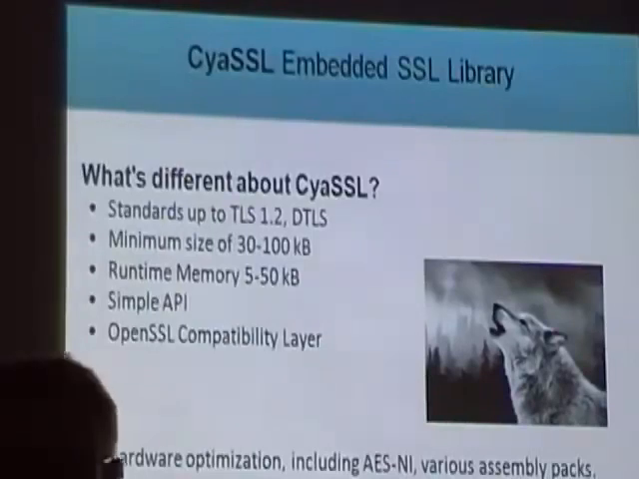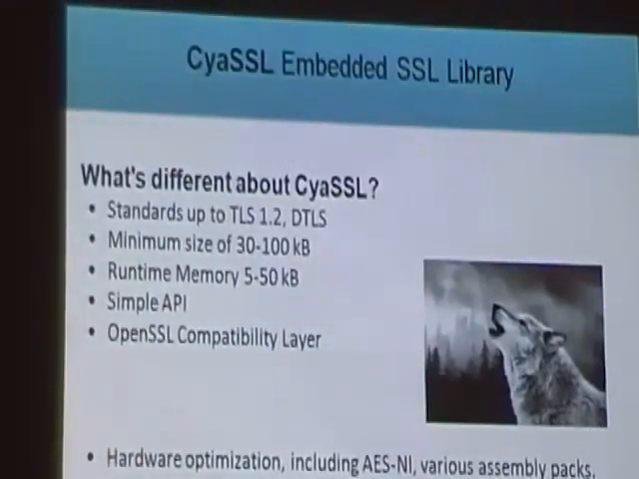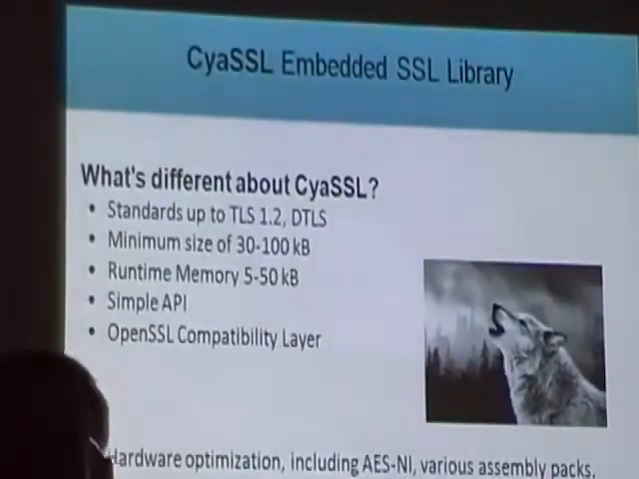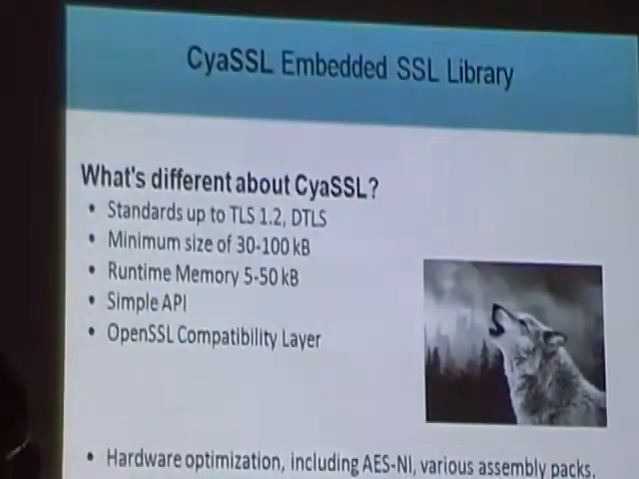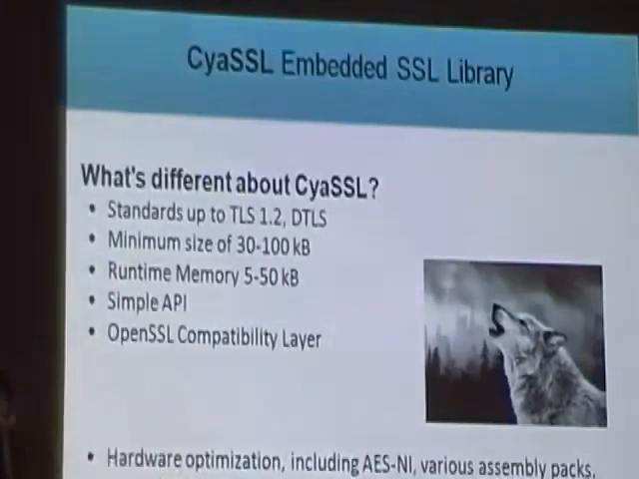You can see the size numbers, they're small. I think it says 30 to 100K here. We have had people strip it down even further. Guys in the OpenWRT project have gotten it down to like 15K. So in terms of absolute minimum, we can get you there. We think we have the simplest API for coding SSL.